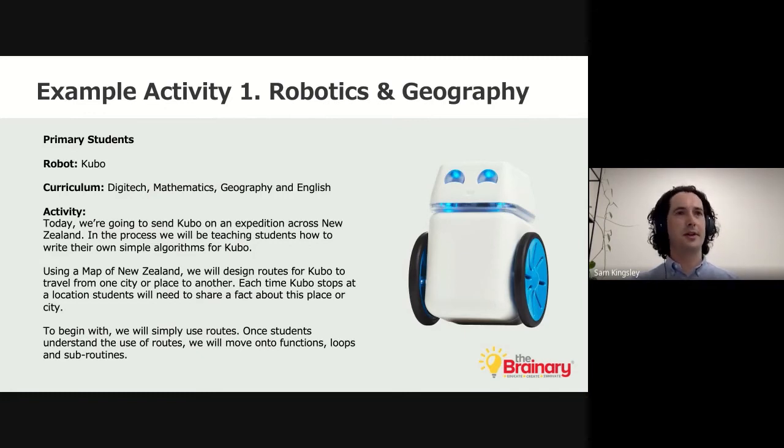So what I've got here is a primary aimed activity. This can be built out into a larger unit of work, or it can be a discrete activity that we do over an hour or a couple of hours, depending on what suits what we've already got planned for the term. So the idea here is that I'm using the Kubo robot to engage with some concepts around computational thinking and also geography.